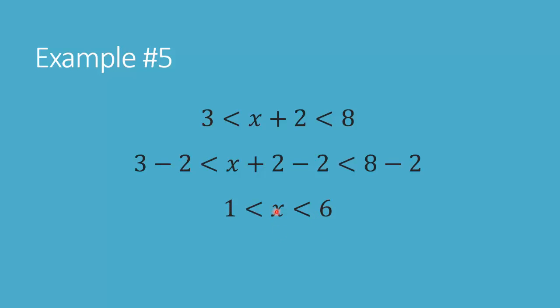And you can try this out. If you plug in, say, the number 3, you'll get 3 is less than or equal to 5, less than 8. That's true. Now, if we go to a number, say 7, we get 3 is less than 9, which is true, but 9 is not less than 8, so that part makes it false. So as long as x is between 1 and 6, this part stays true.